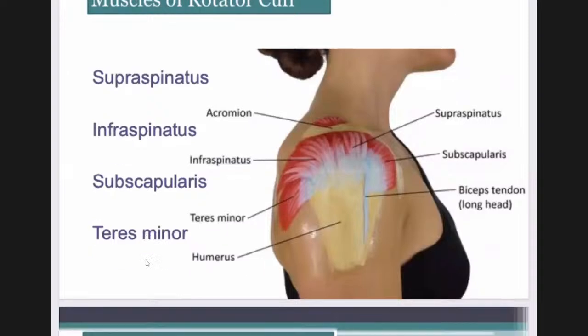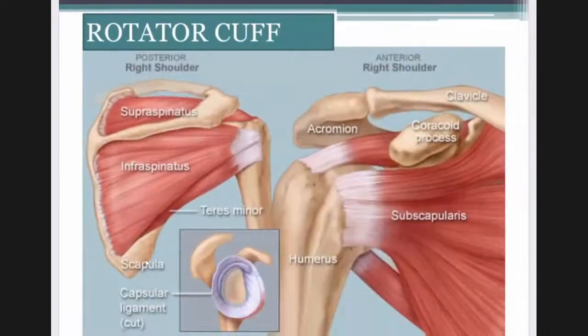Now, along with the rotator cuff, you can see on this picture that you have other structures here. So you have the biceps tendon here, which is lying just adjacent to the rotator cuff, and then you have a very important structure there, the acromion. Okay, so now let's go to another picture of the rotator cuff.